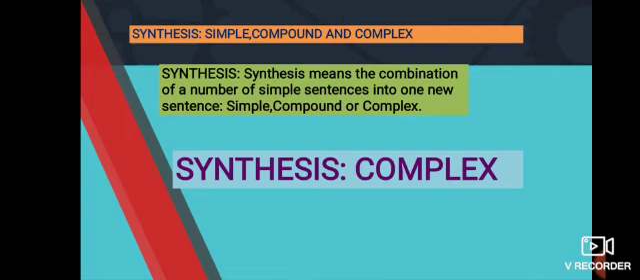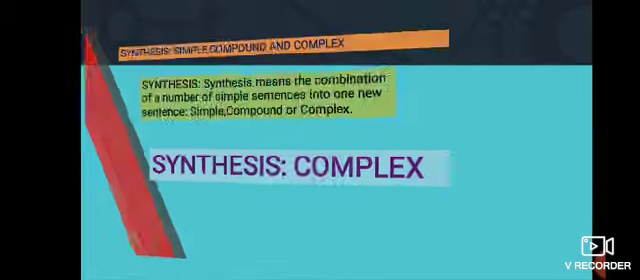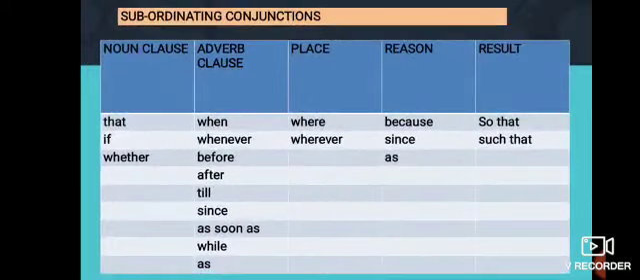A compound statement had both clauses of equal rank, meaning both were principal clauses, main clauses, or independent clauses. But in a complex statement, one is the principal clause or main clause, and it will have one or more subordinate clauses, or dependent clauses. So that is called a complex statement. Before we begin dealing with complex statements, we'll look at the subordinating conjunctions first.